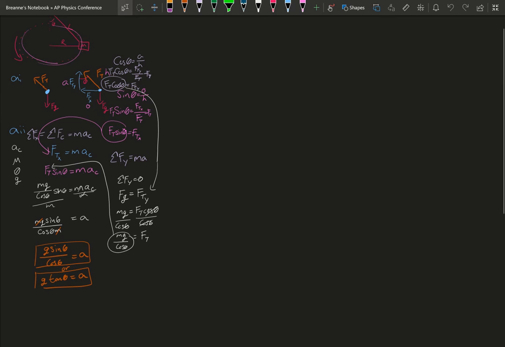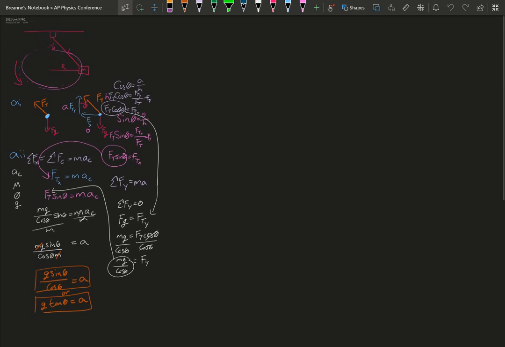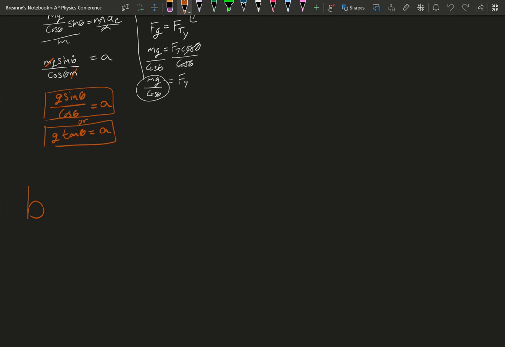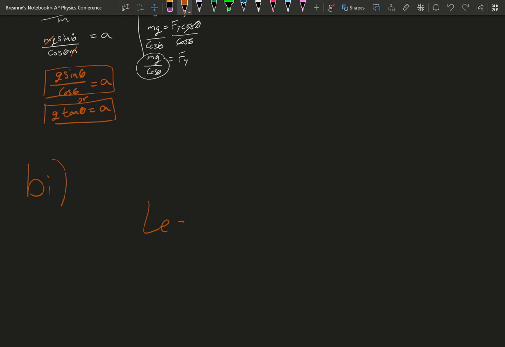So go back to your equations and think about what you need. A couple of things. So quantities to be measured. We can measure the length of the string. That would be a symbol for L, and you would use a meter stick for that.